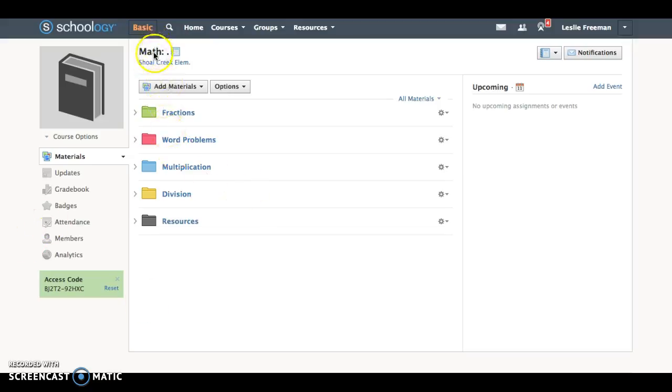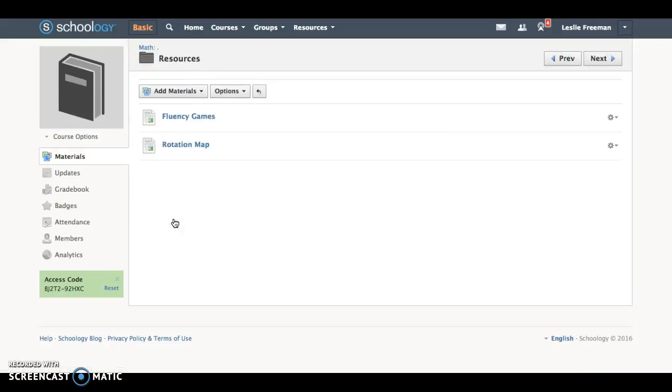Looking first here at math, this is just plain math for everyone to be in together. I've organized these into the types of lessons I'll be teaching. So fractions, word problems, multiplication, division, and resources are the ones we're looking at. And then this resource folder is just extra resources of things I think will be beneficial for students to have access to, but I didn't necessarily want them in any of the topics that I had created.